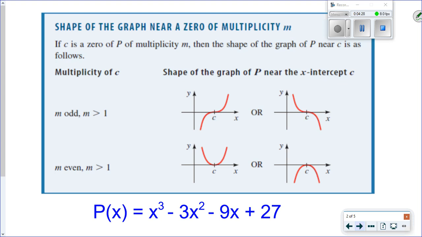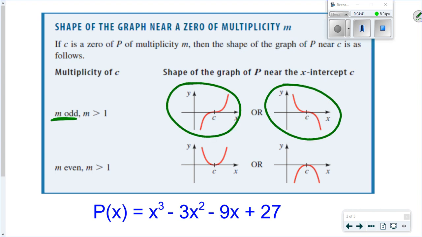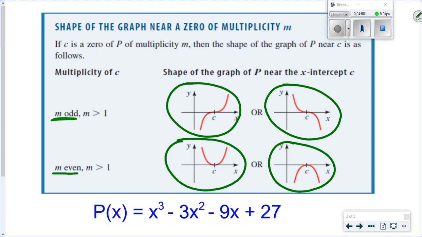If m is odd, then the graph is going to cross the x-axis at c. So your graph might look like this, or it might look like this. Okay, if m is even, then the graph will only touch the x-axis at c. So it might look something like this, or maybe like this. So the multiplicity tells you whether the graph crosses at that zero or touches at that zero. You can also remember this in terms of if m is odd, the graph crosses at that zero. If m is even, the graph just touches at that zero.